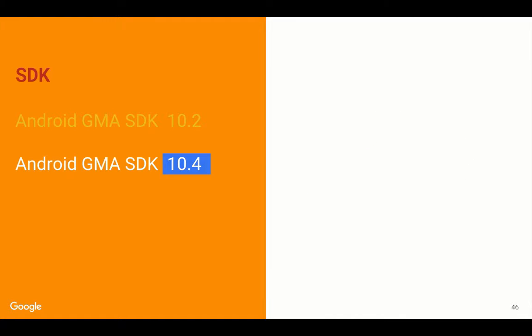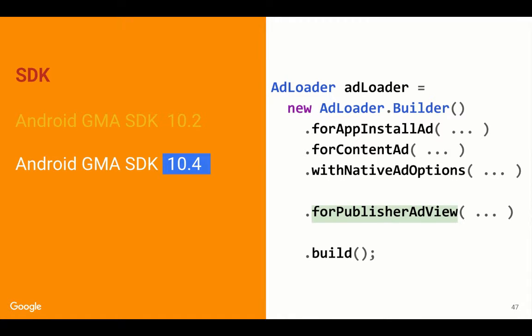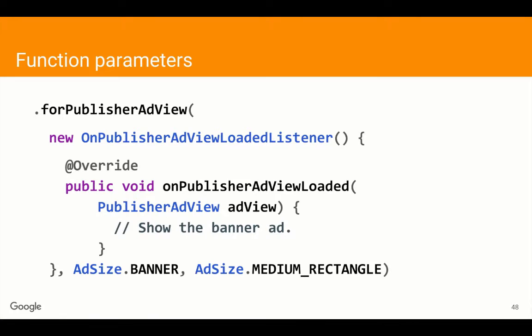In the next version of the SDK, we add a new function to this builder class. The new function enables the ad loader to make banner ad request and return a publisher ad view. Hence, it is called forPublisherAdView. Let's take a closer look at the new function.